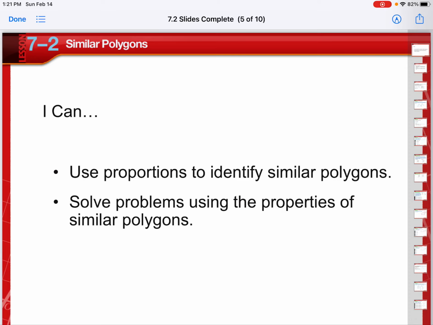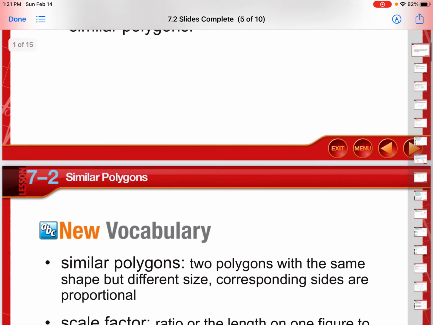Alright, so today we're talking similar polygons. Our I can statements for the day are I can use proportions to identify similar polygons, and I can solve problems using the properties of similar polygons.